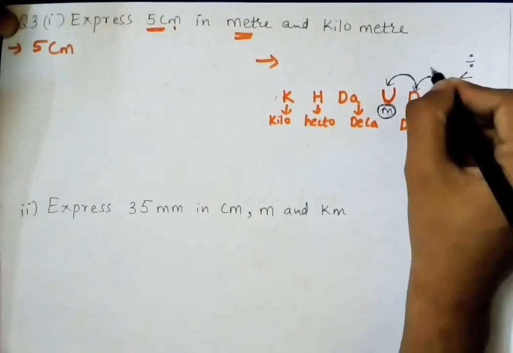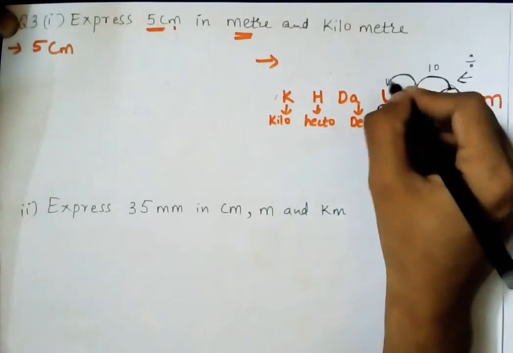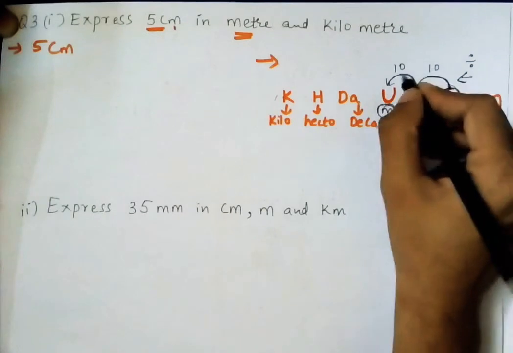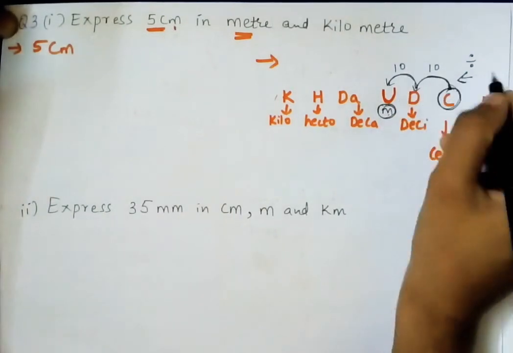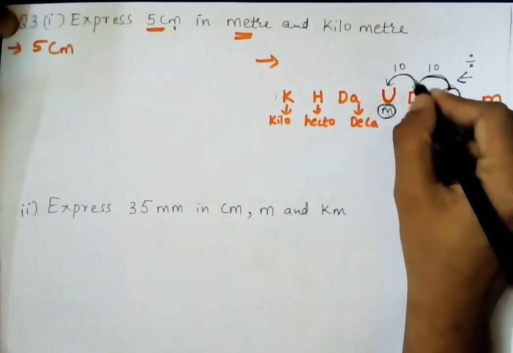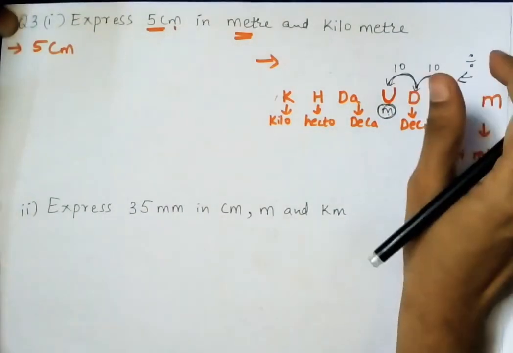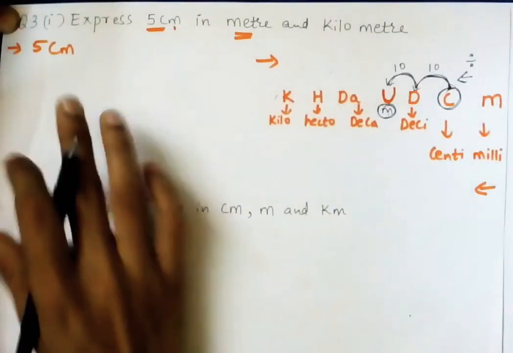One time jump means divide by 10, second time jump means again divide by 10. So 10 into 10 means 100. Or you can remember like this also, 1 and 2. 2 jumps means 2 zeros, so you will divide this by 100.